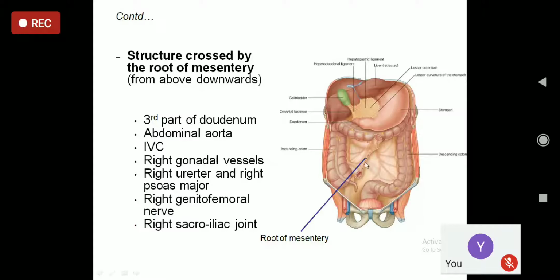So the root of the mesentery is obliquely placed, extending from the left side of the L2 vertebra to the sacroiliac joint, and it crosses different structures present in the posterior abdominal wall. Especially the third part of the duodenum, a retroperitoneal structure, the abdominal aorta, inferior vena cava, right gonadal vessels, right ureter, right psoas major muscle, right genitofemoral nerve, and the right sacroiliac joint. They are the structures crossed by the root of the mesentery. You have to mention them in sequence.